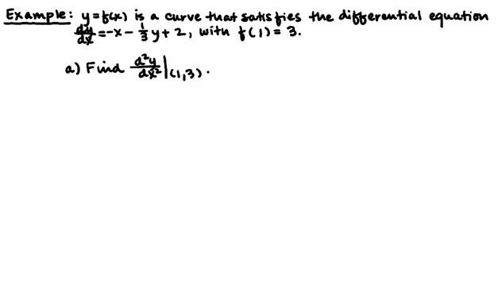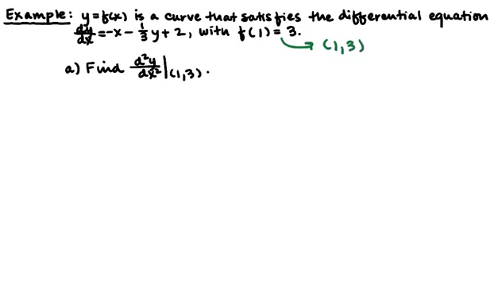All right, here we have one of these problems that I think is probably modeled after one of the free response questions from an AP exam. y equals f of x is a curve that satisfies the differential equation. Basically, if you take the derivative of this function, you get dy/dx equal to negative x minus a third of y plus 2, with f of 1 equals 3. The first thing I'm going to tell you is that f of 1 equals 3, which means the point 1, 3 is on the graph of f.